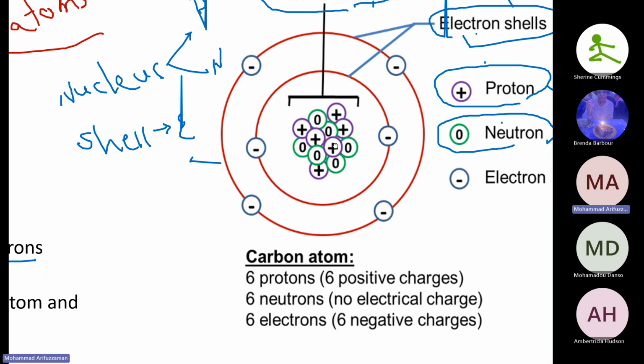Can you calculate the atomic mass of carbon? So that's 12. Can you explain how you got 12? Atomic mass, you said, was the protons plus the neutrons. 6 protons plus 6 neutrons is the atomic mass.